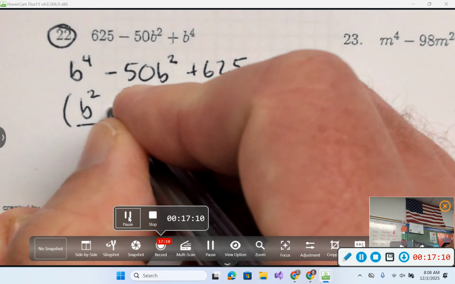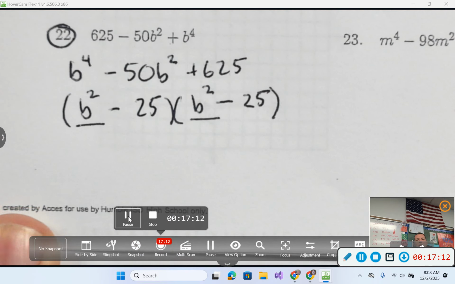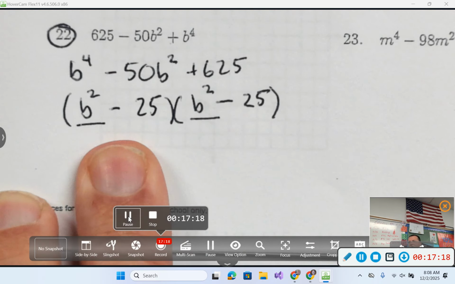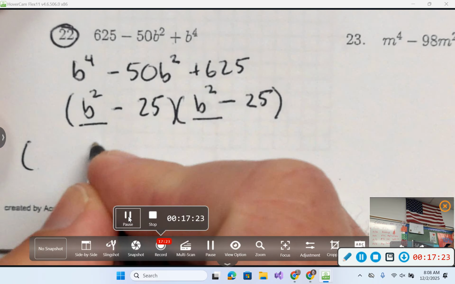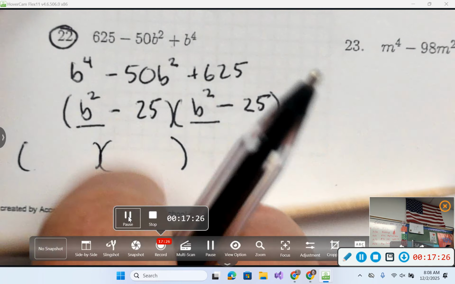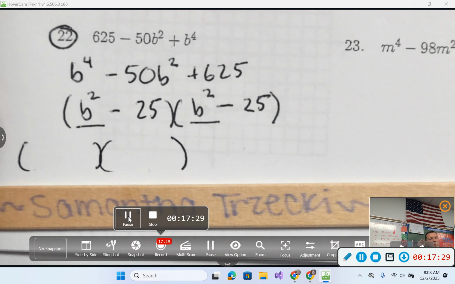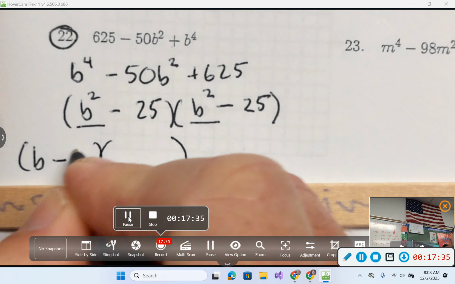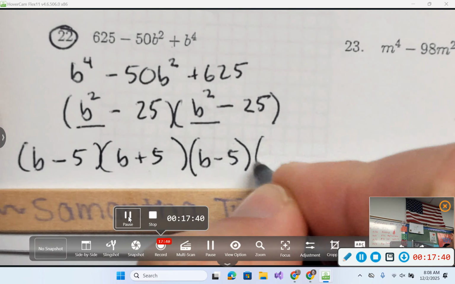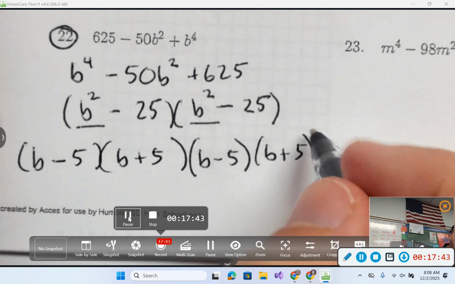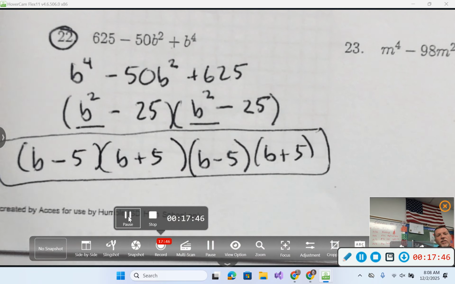Let's see. Signs would both be minus. Oh, wait, there's more to go. Because what can I do with b squared minus 25? Yeah, make it another one. That's what we did to start the day. So, Samantha, how do I factor b squared minus 25? b minus 5, b plus 5. Good. And I just need to do that twice, which means you could have just squared each of those pieces. You could still square each of those pieces if you didn't want to write it all out.